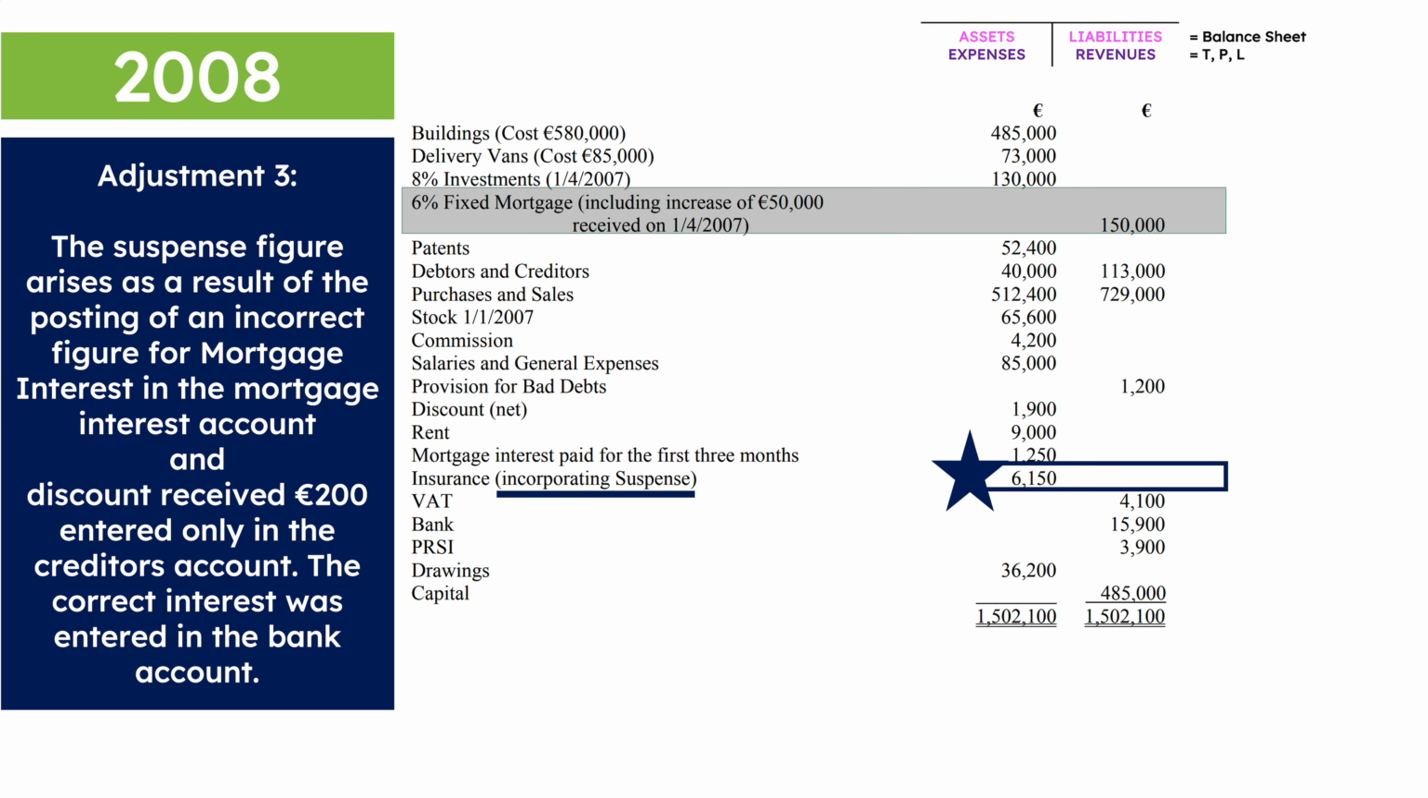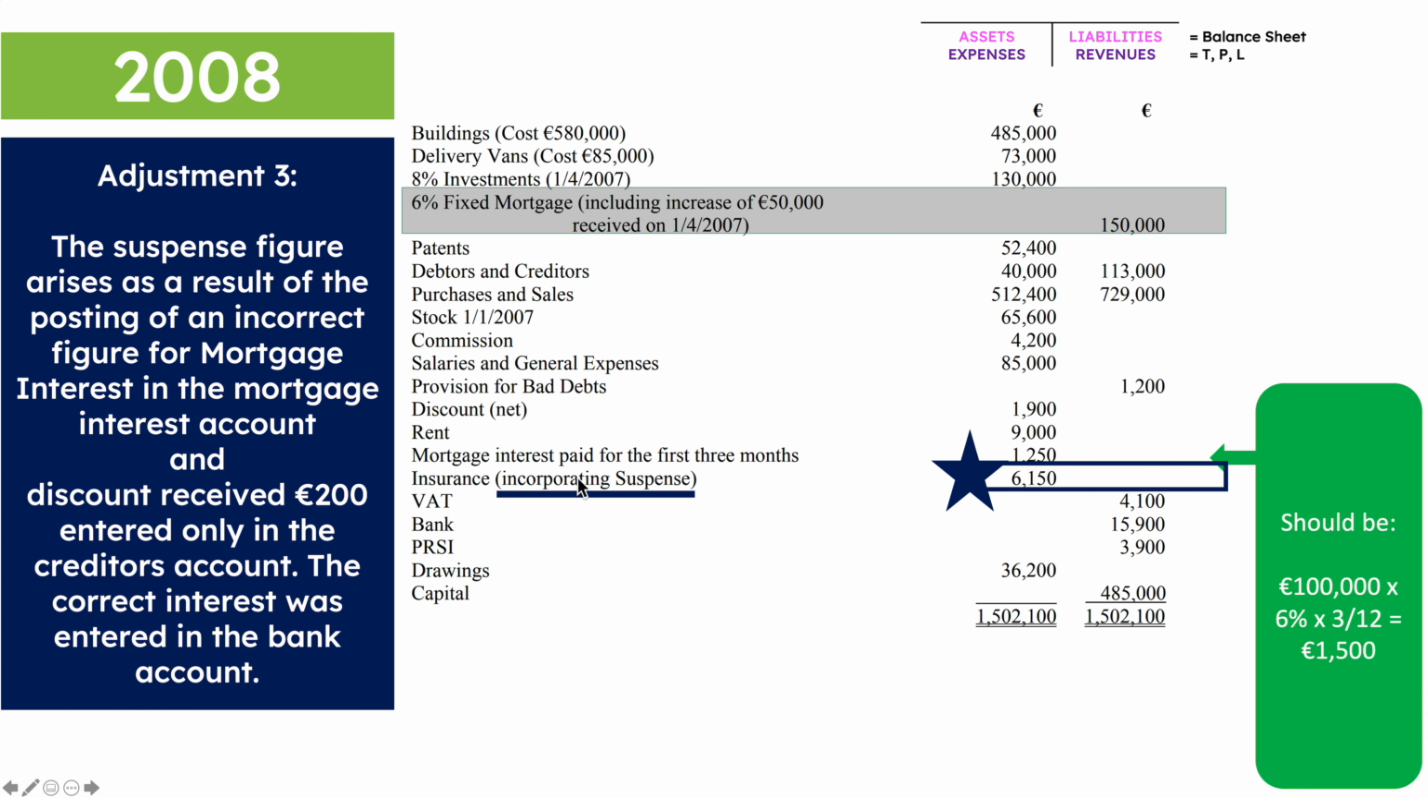Next we'll look at the 2008 question. So adjustment number 3. The suspense figure arises as a result of the posting of an incorrect figure for mortgage interest in the mortgage interest account and discount received 200 entered only in the creditor's account. The correct interest was entered in the bank account. Okay, so let's get going. So our mortgage now is 150, but they got an increase on the 1st of the 4th. So for the first 3 months, the mortgage was 100,000.